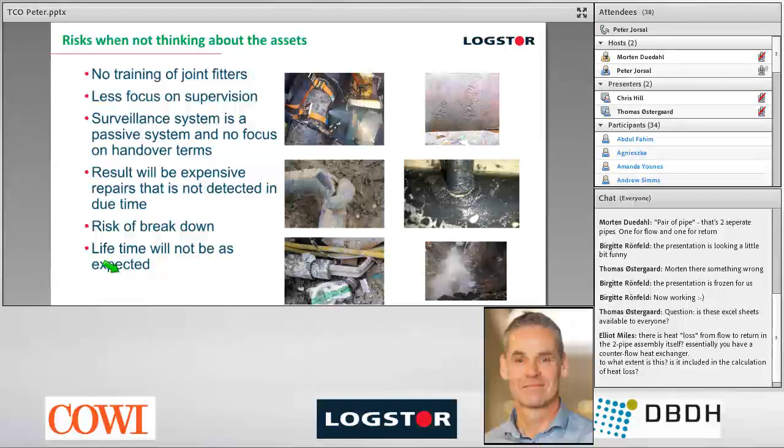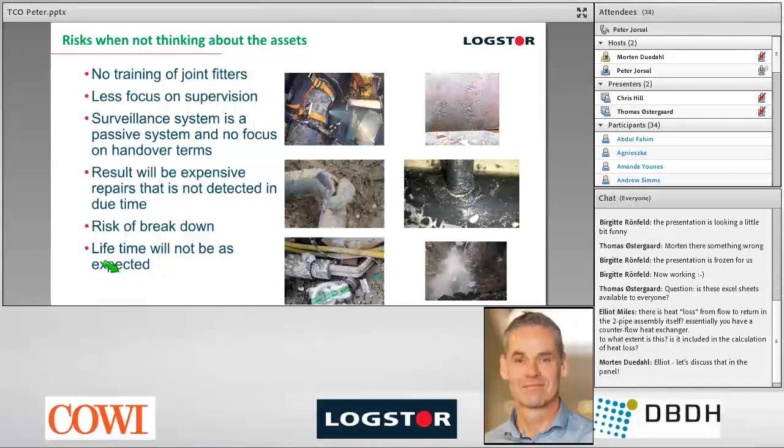If you don't do this, if you don't train the joint fitters, if you have less focus on supervision, and if the surveillance system is chosen as a passive system, so no focus on handover terms, then it might result in some unforeseen and expensive repairs that are, worst of all, not detected in time. And then it will be expensive, there will be the risk of a breakdown, and the lifetime will not be as you probably expect it to be.